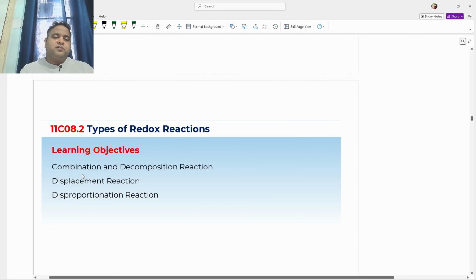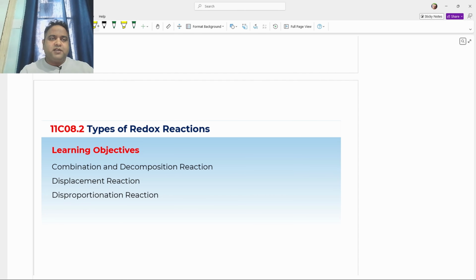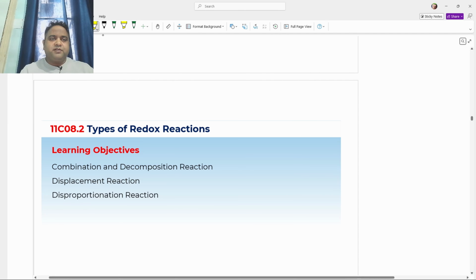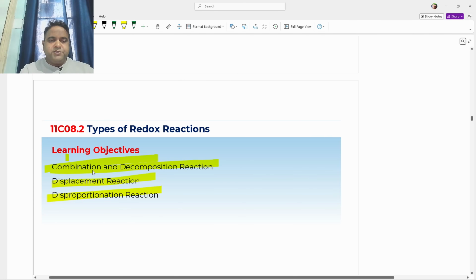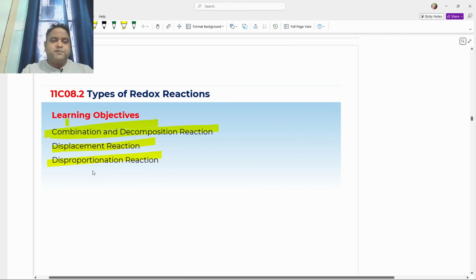Now let us talk about the types of redox reaction. Your redox reaction can be a combination reaction, a decomposition reaction, a displacement reaction, or a disproportionation reaction. Combination, decomposition, displacement and disproportionation reaction.